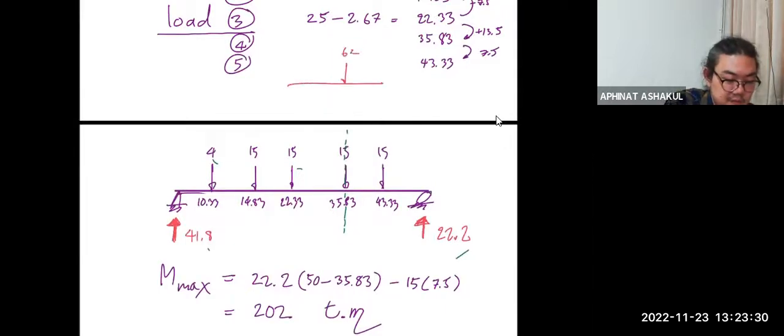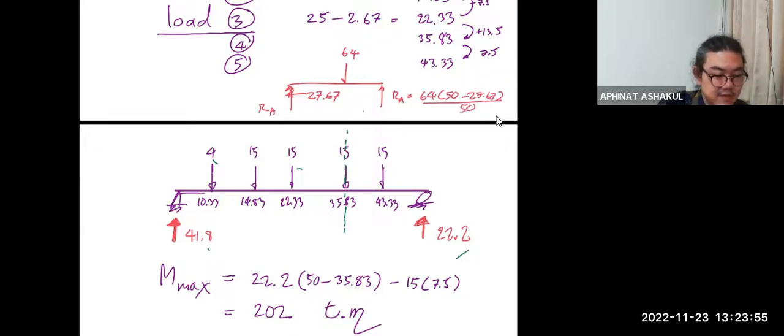64. Here is 27.67. Now we should have a proper RA. So let me try to write the equation. RA is now 64 multiplied by 50 minus 27.67, divided by 50.